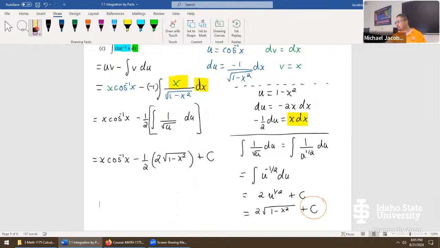So here, it looks a little bit funky, but that's a special c representing any real number. So we're allowed to write it out in this more simplified kind of way. So our answer is finally x cosine inverse of x minus the square root of 1 minus x squared plus a constant c. Well, we did it, folks.